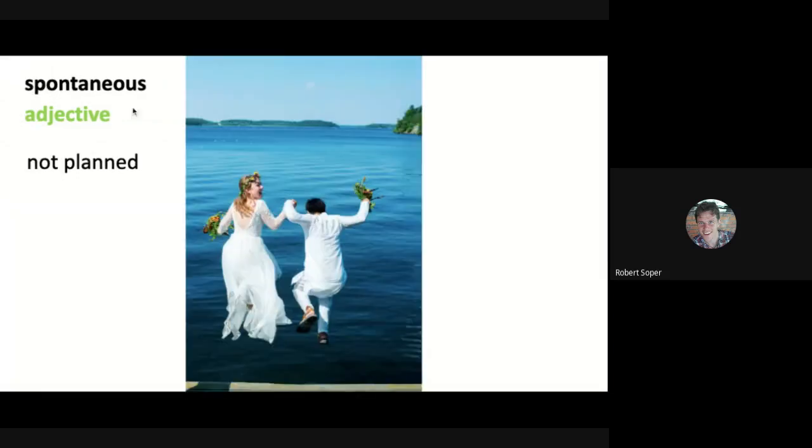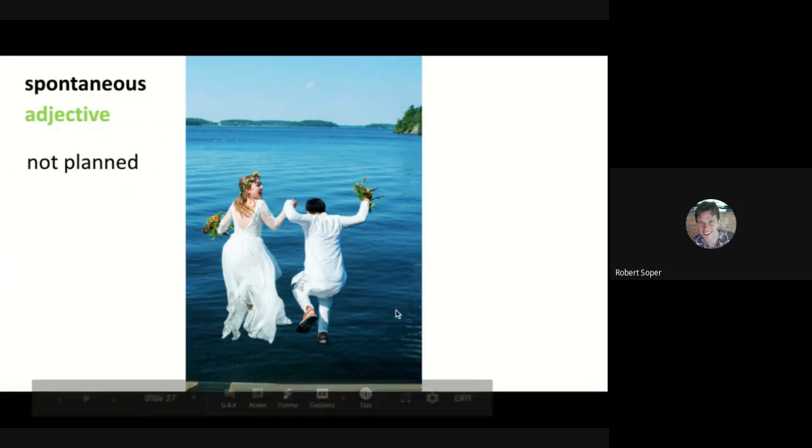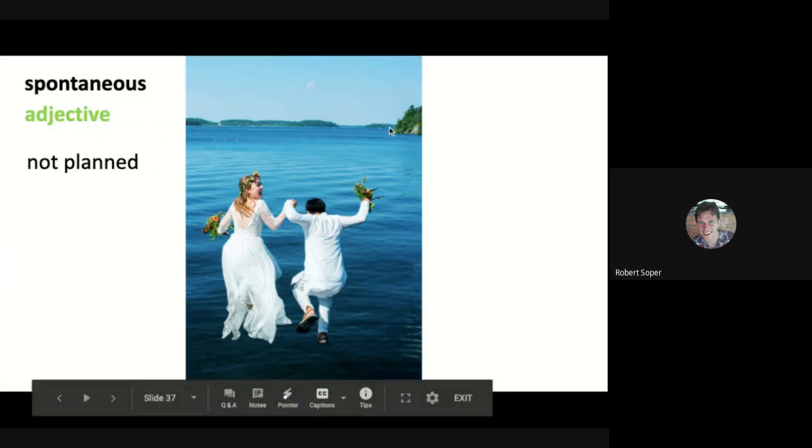This word is spontaneous. Spontaneous is an adjective. It means not planned. So, looking at this image, what do you think might be spontaneous about it?